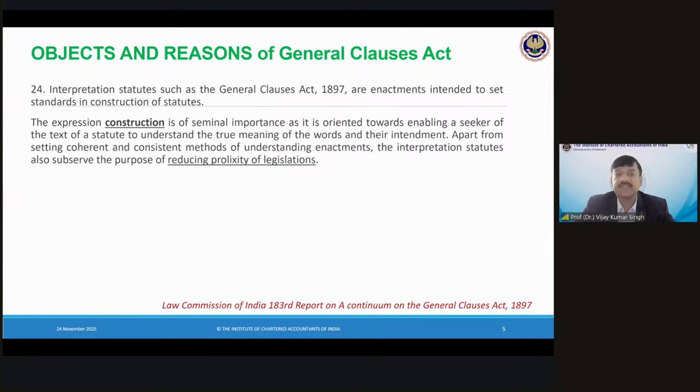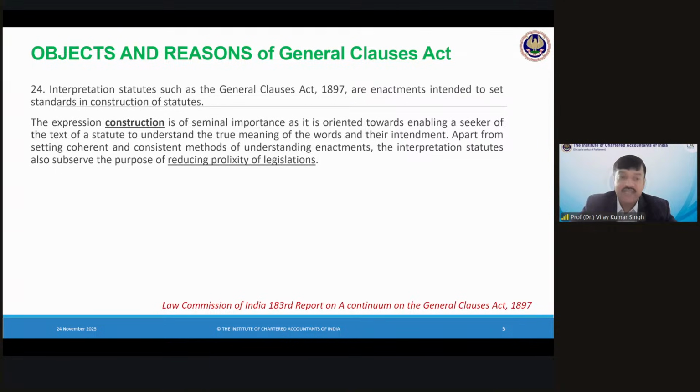But just for your information, construction basically is to construct something, to come out with a meaning where there is some ambivalence, or where there is some problem or you are not able to interpret that statute, you need to construct it. So the expression construction is of seminal importance, as it orients towards enabling a seeker of the text of a statute to understand the true meaning of the words and their intendment. So a word may have different meanings, right? And you need to decode what is the meaning of that word in that context. So we always say context is the king, and for the word which features in a statute or legislation, you need to find out what that particular word means.